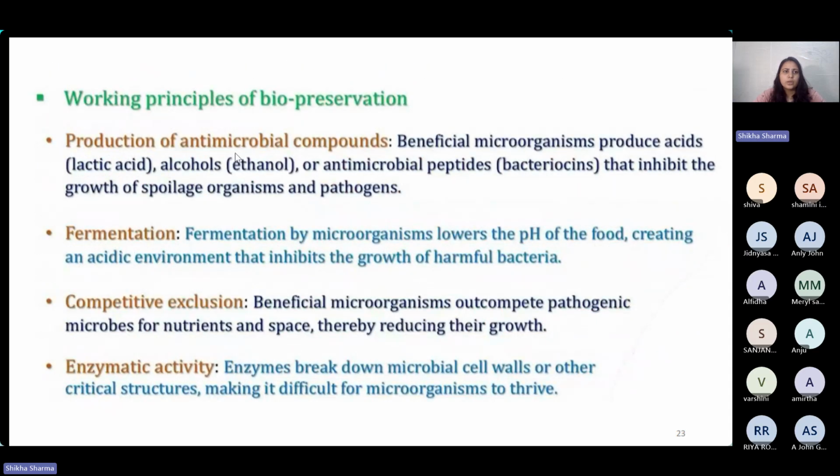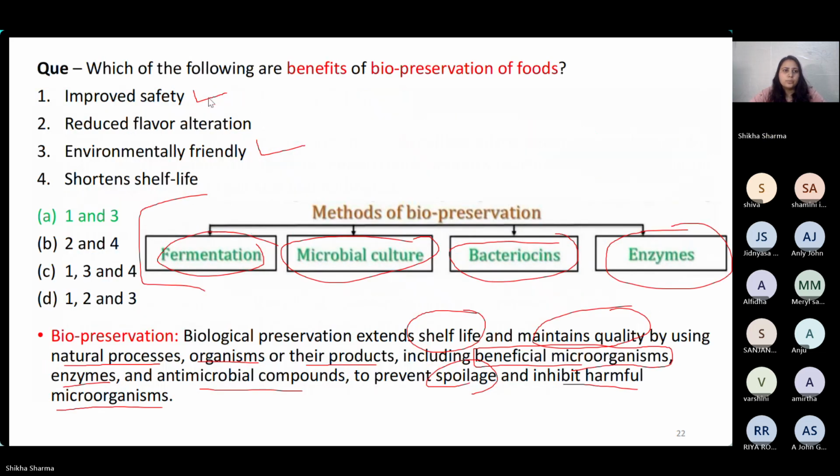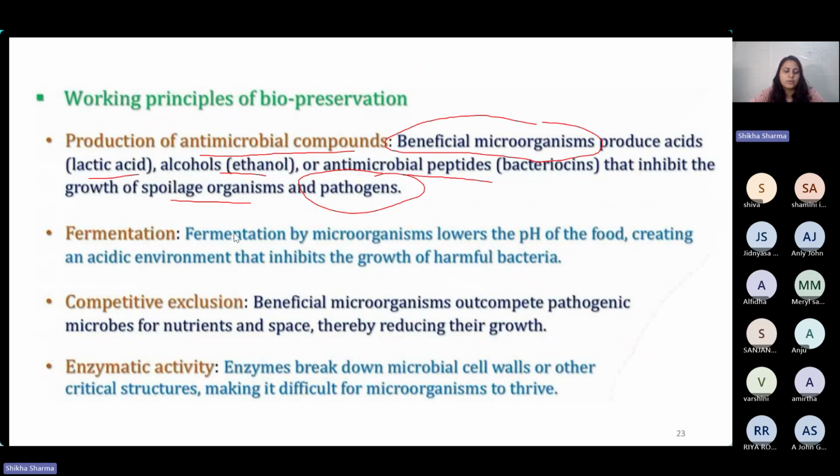So it basically works on four principles. First, it produces antimicrobial compounds. Beneficial microorganisms will produce lactic acid, ethanol or alcohols, or bacteriocin compounds, so that the growth of harmful bacteria or pathogens can be inhibited. So it improves the safety, which is true, and it increases the shelf life, which is the fourth option. Shortening the shelf life is wrong.